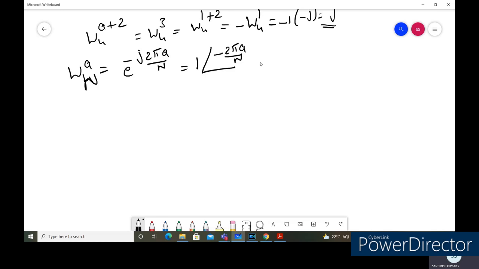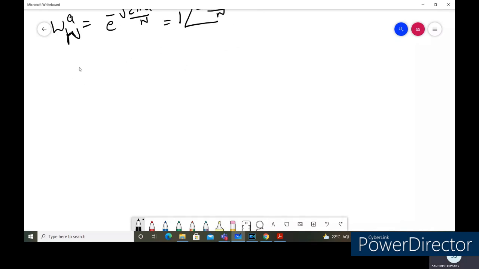Similarly, let us look into the properties of the Twiddle factor. One property is that the Twiddle factor satisfies a generic property. It can be expressed like this: summation n equal to 0 to N minus 1 of omega N to the power of k n is equal to N if k is equal to 0, and equal to 0 if k is not equal to 0. So let us prove this one.